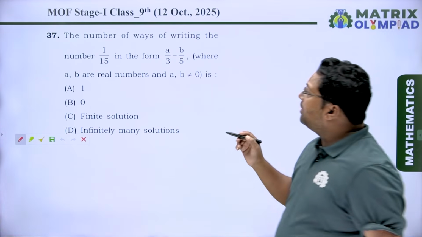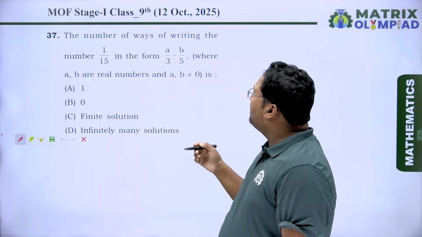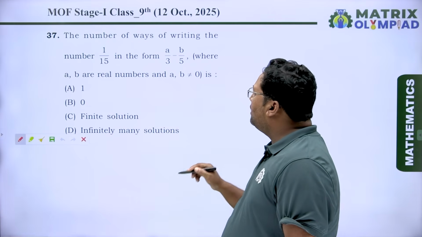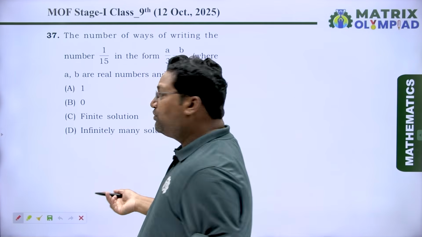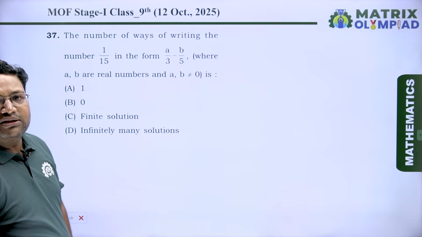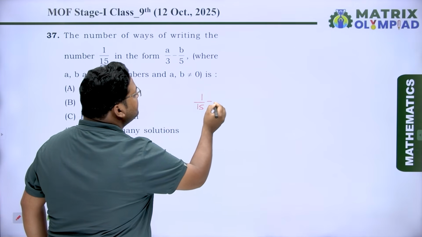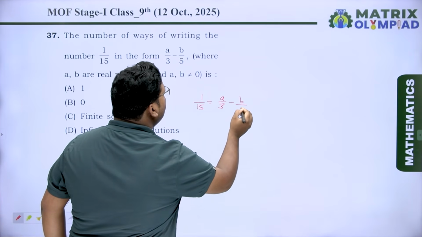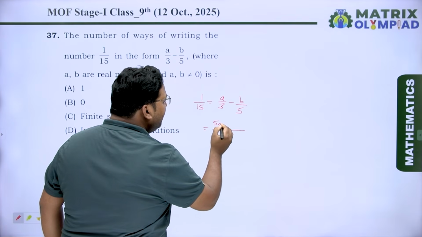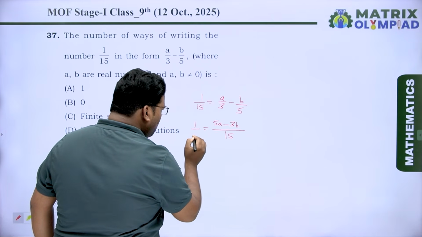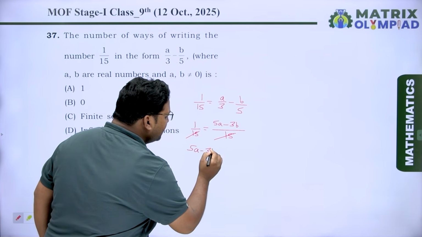The next question is the number of ways of writing the number 1 by 15 in the form a by 3 minus b by 5, where a and b are real numbers and a, b is not equal to 0. So we have to check whether this equation is a linear equation or not. If it is a linear equation, then there are infinitely many solutions. So we put 1 by 15 equal to a by 3 minus b by 5. Here we can take the LCM, which is 15. So it is (5a minus 3b) by 15 equal to 1 by 15. This 15 and 15 cancel out. So we will get 5a minus 3b equal to 1.